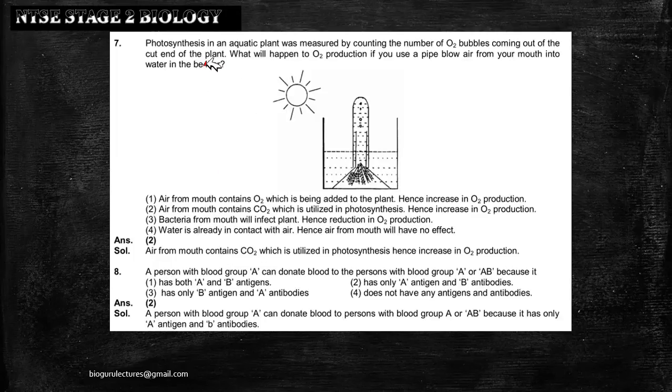Okay, next. I know this experiment very well now. You can see air from mouth contains O2, which is being added to the plant, hence increase in O2 production? Because O2 and O2, it's not the actual composition in case of plants. Next, air from mouth contains CO2, sorry, which is utilized in photosynthesis, hence increase in O2 production. So this is the correct one.